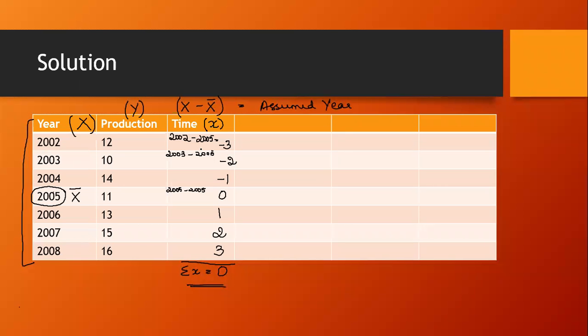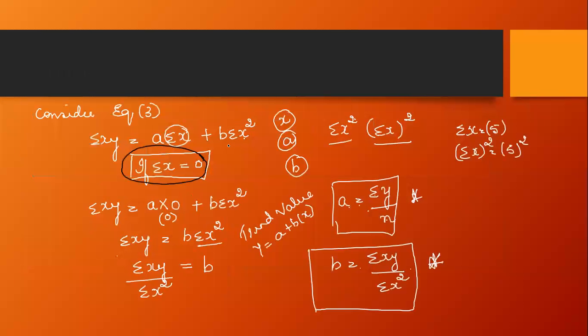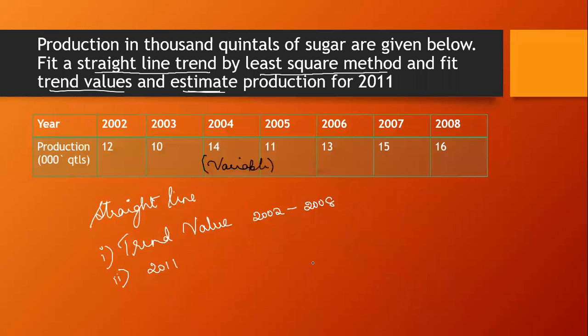So did you understand so much how to find the time? Is it clear? Is it clear, students? Okay, the next one is you found x. If you see the formulas of A and B, we need summation y total, n, summation xy, summation x square. I will write the formula. A is equal to summation y by n, B is equal to summation xy divided by summation x square.